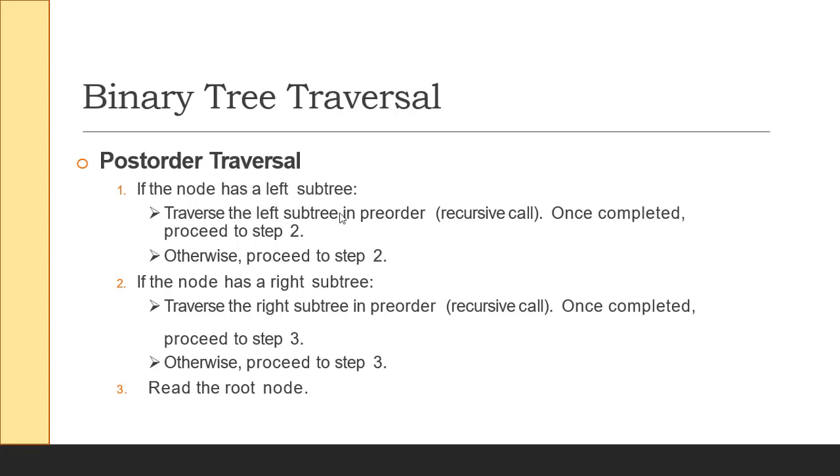If there is no subtree on that portion, you have to proceed to step 2. So you have to visit the right subtree. Traverse the right subtree in preorder recursive call. Once completed, proceed to step number 3, or otherwise proceed to step 3.